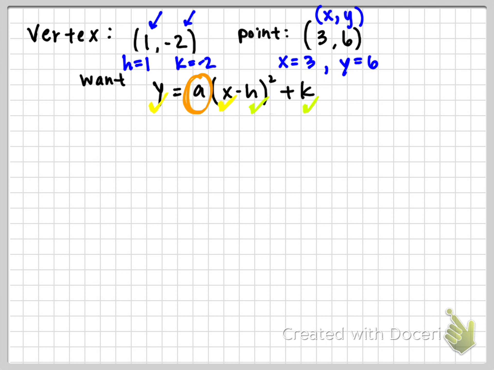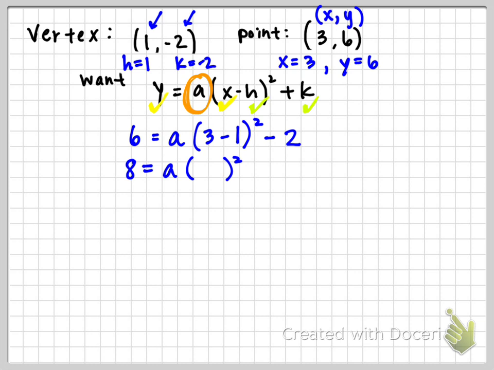So how do you do that? Plug in what you have. We had y is 6, so we plug in 6 equals, we don't have a, that's what we're looking for. We do have x, it was 3 minus, we do have h, that's 1. We're going to square that. And then we're going to minus 2 because that's the k. Now, PEMDAS matters. My goal is to get a by itself. So I'm going to isolate the a by first adding 2 to both sides. So I get this number, 8, is equal to a times. Now I'm going to simplify what's in my parenthesis set.